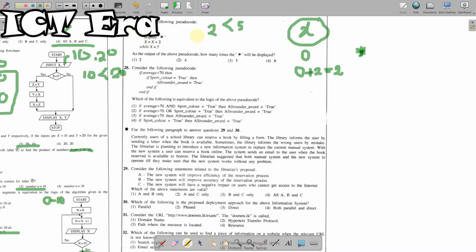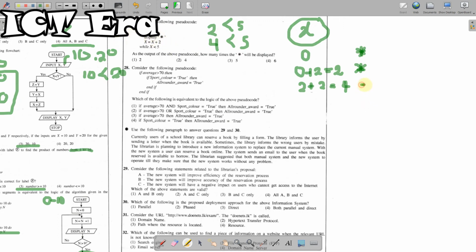Then do display asterisk mark. Again an asterisk mark should be displayed. Then the new x is previous x plus another 2. That means it should be equal to 4. Then 4 is less than 5. Yes. So then again we have to carry out this loop.